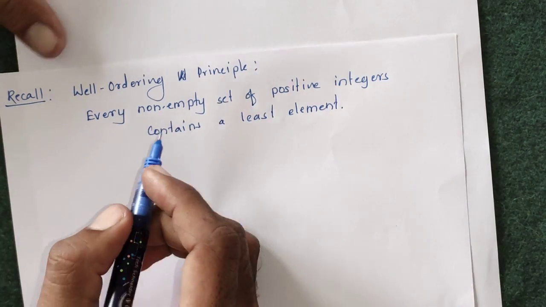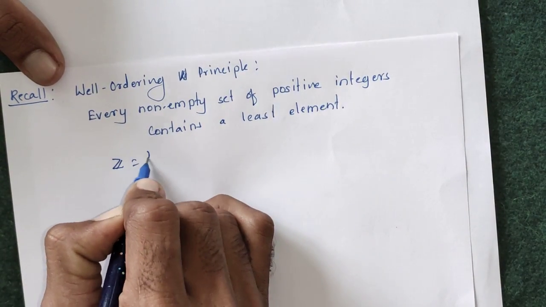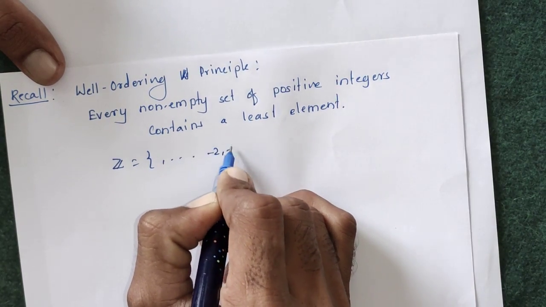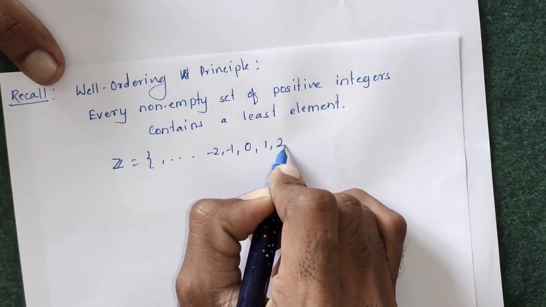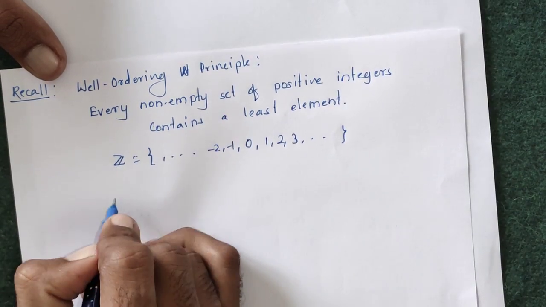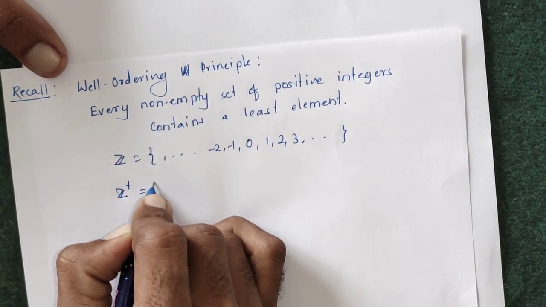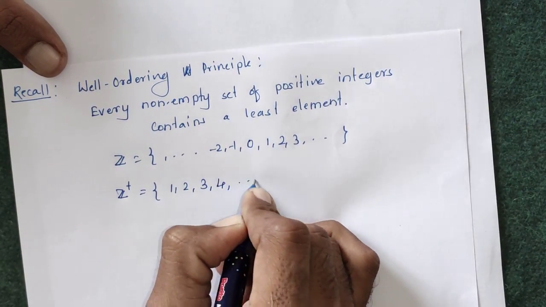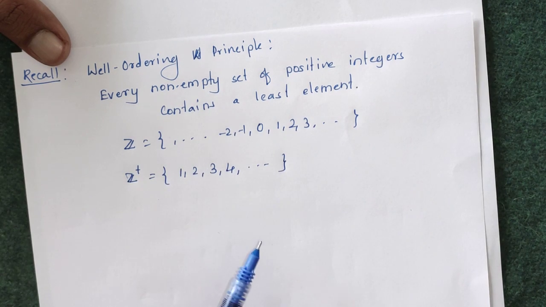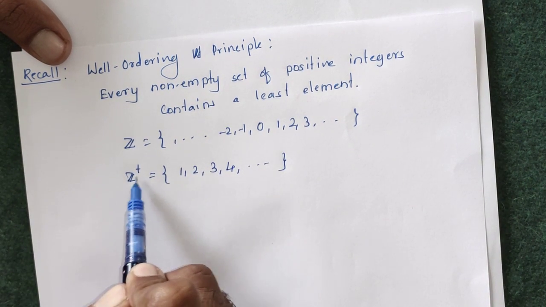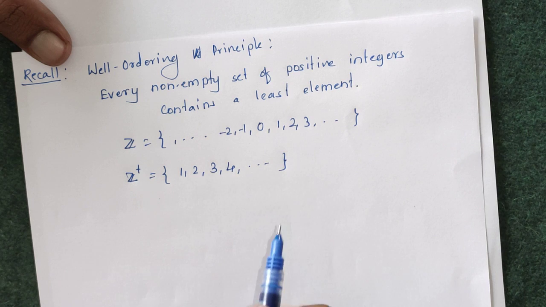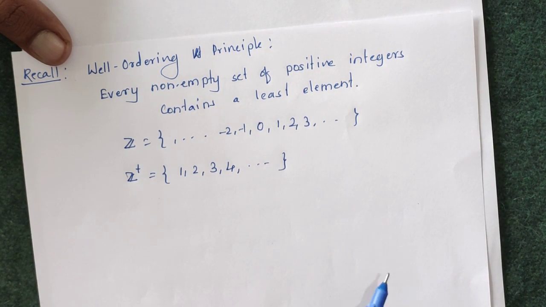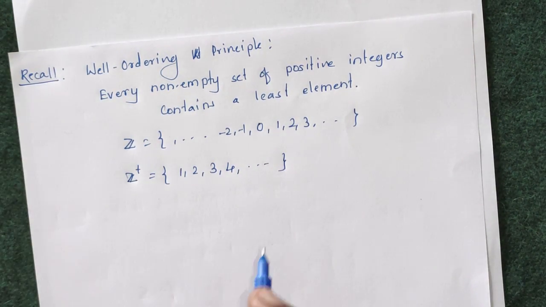Suppose we know that the set of integers is up to -2, -1, 0, 1, 2, 3 and so on, and the set of positive integers, which we denote as Z plus, is 1, 2, 3, 4 and so on. This statement means every non-empty subset of this Z plus has a least element, which means there is an element which is smallest among all the remaining elements.